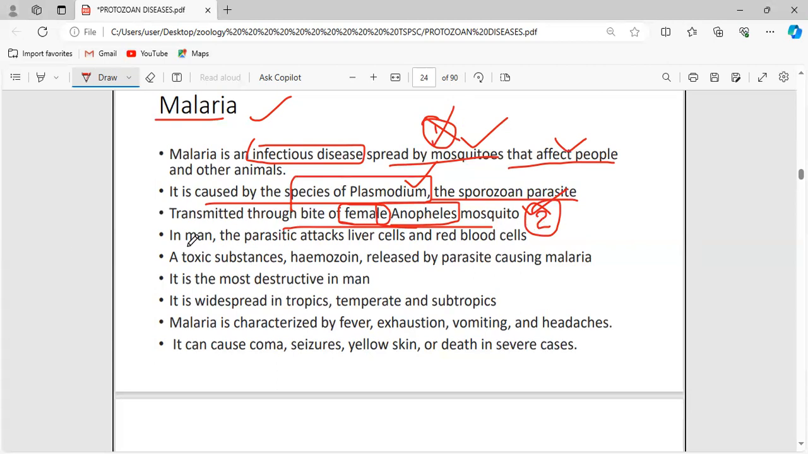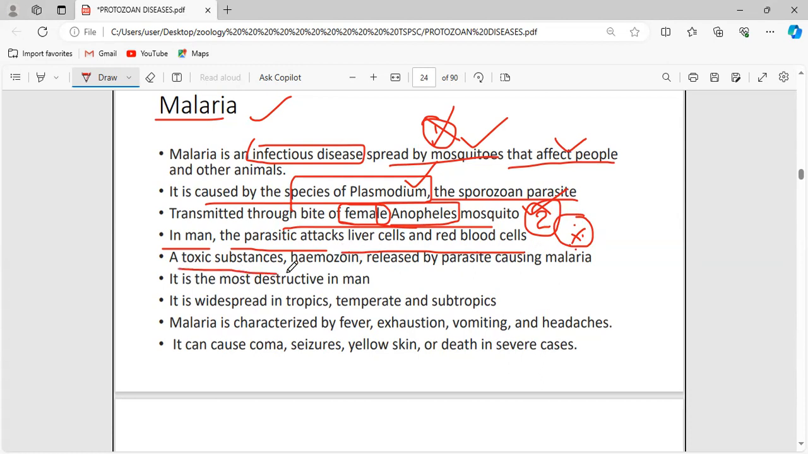Now, see, in man, the parasite attacks liver cells and the red blood cells. This is also an important thing. In man, what is their location point? What is their affecting area? Means liver cells and the red blood cells.